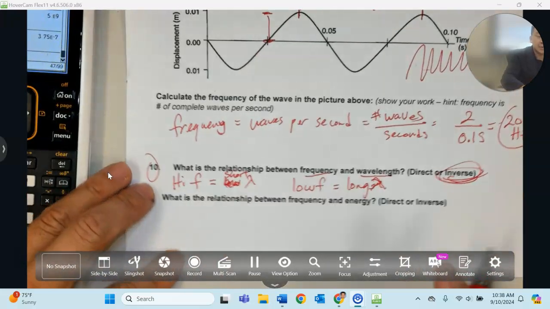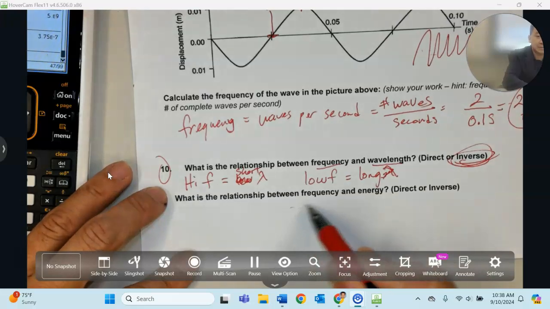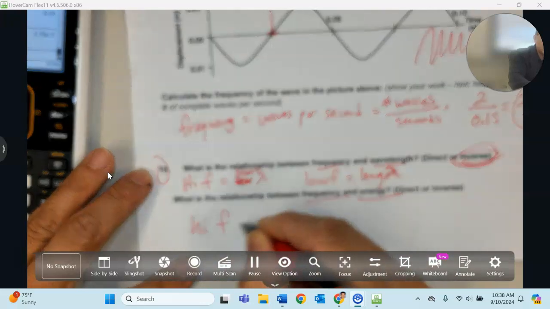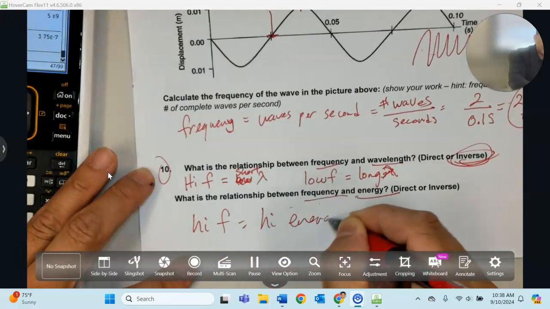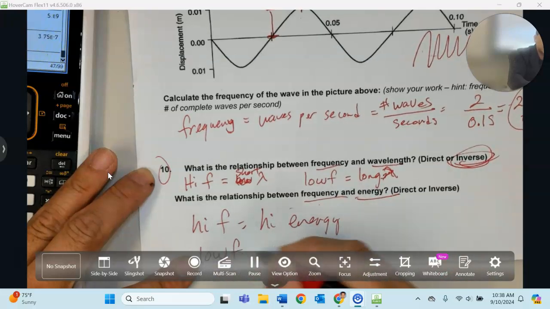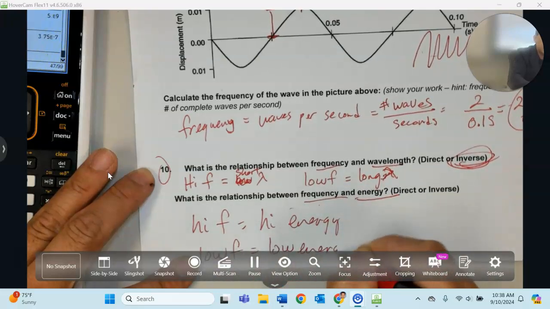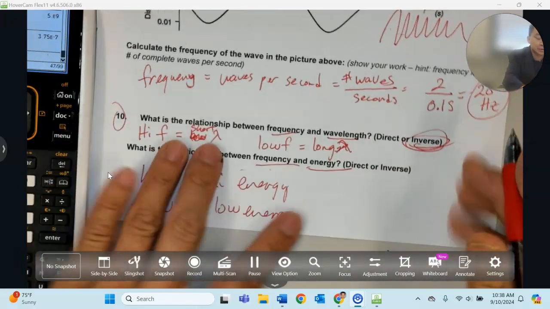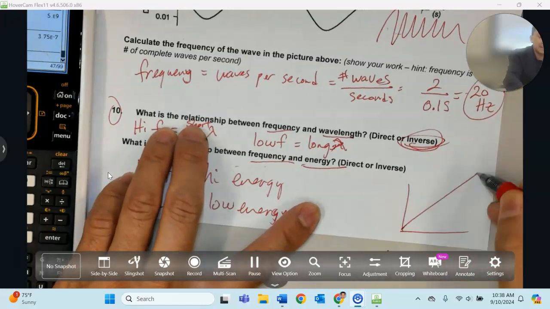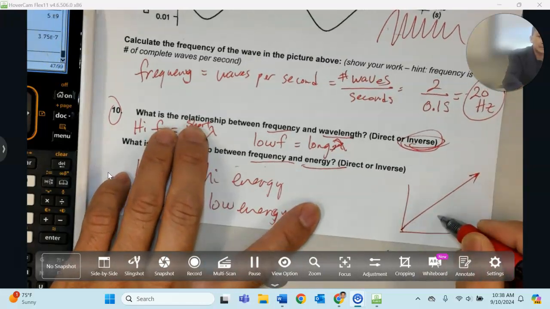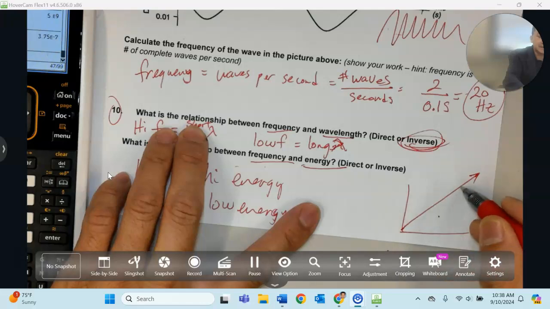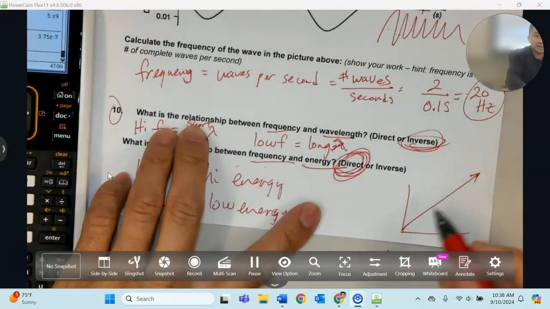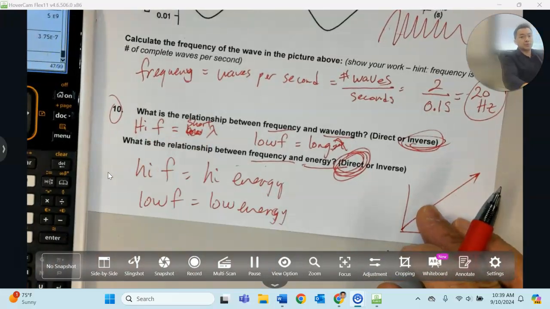Inverse relationship. But I'm going to go ahead and explain this last one too. What is the relationship between frequency and energy, though? So high frequency equals high energy. Low frequency equals low energy. So energy and frequency go hand in hand. They both go up at the same time. So in math, if you have a line that goes up with a positive slope in a constant increase, that's what we call a direct relationship. A direct relationship is when one goes up, the other goes up.